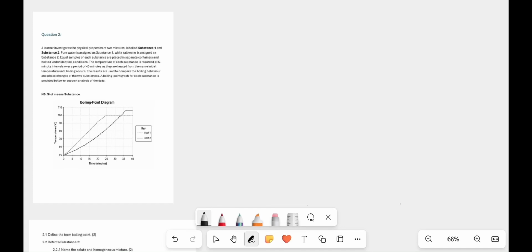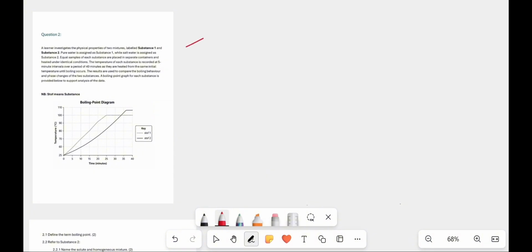Now, this one I'm going to start a bit different. We are going to look at questions. The first question says, define the term boiling point. Now, there are many definitions for boiling point, but please use the one that they gave you at school, because I'm not marking your test. Your teacher is marking your test.